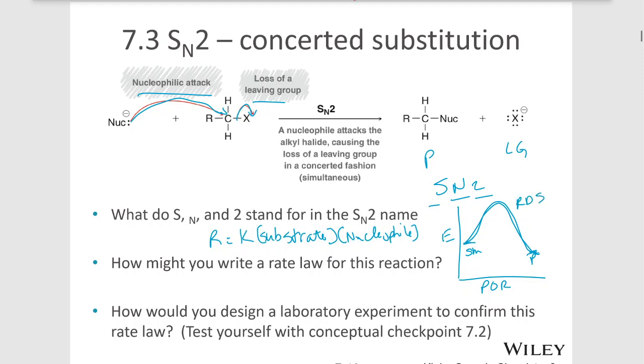So what does that mean? It means that we have to have the substrate and the nucleophile both involved in that rate determining step. So if you double the concentration of the substrate, you're going to double the rate. If you double the concentration of the nucleophile, you're going to double the rate, because both of those species are required for that rate determining step to happen. They're both involved in that rate determining step, which is just the only step in this reaction.